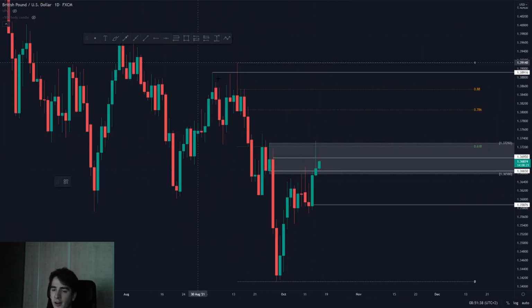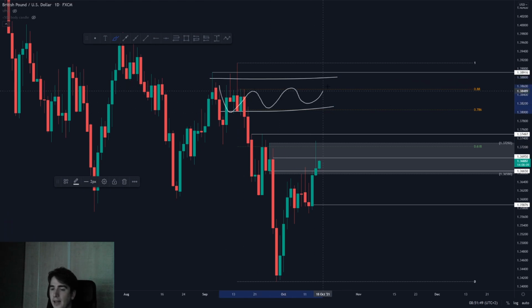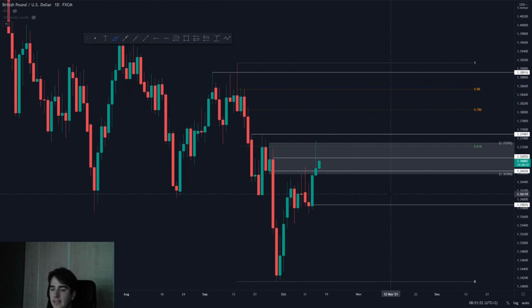If we do move up higher, which is a possibility, I'll be watching this swing high at around 1.37497 to then see a fake out on it, or a push up higher in towards this basing structure which we have over here. So that is simply it for pound dollar.